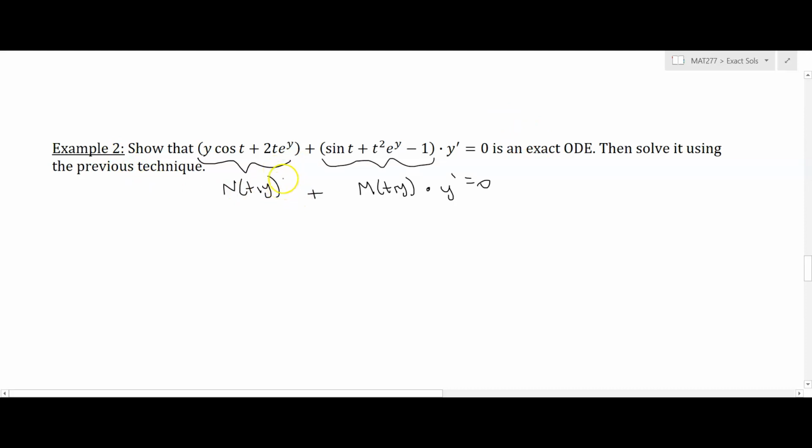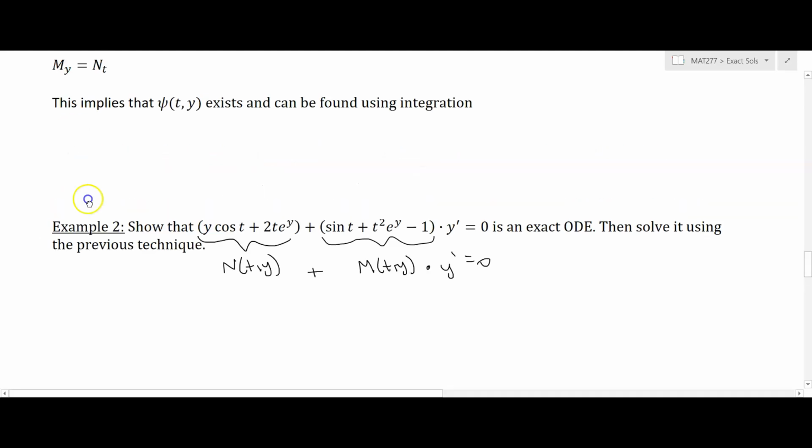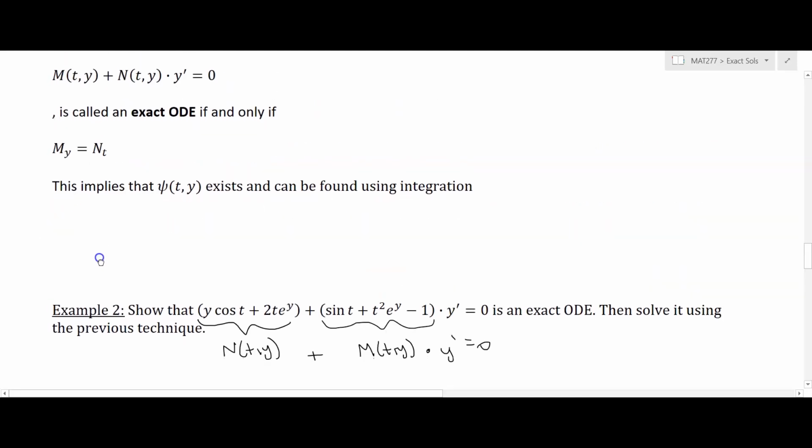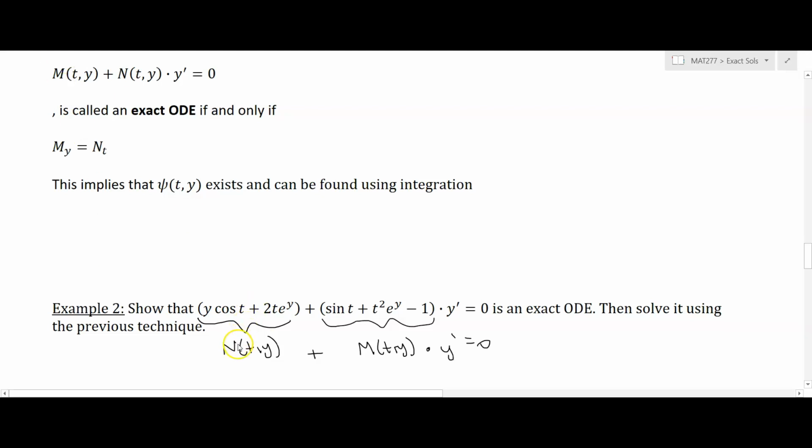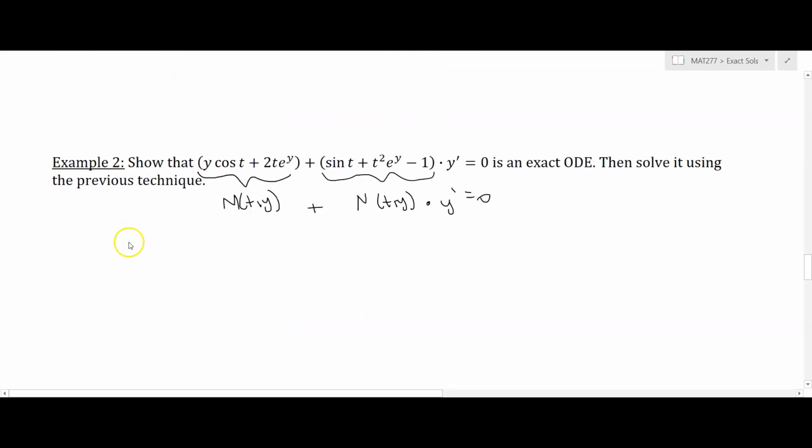So what do I have to do? Well, if this is already the derivative of some function with respect to... No, I have these backwards. This should be M right here, and this guy should be N. Okay, so this function we're claiming is already the derivative of some function with respect to t. Now we just need to check its derivative with respect to y.